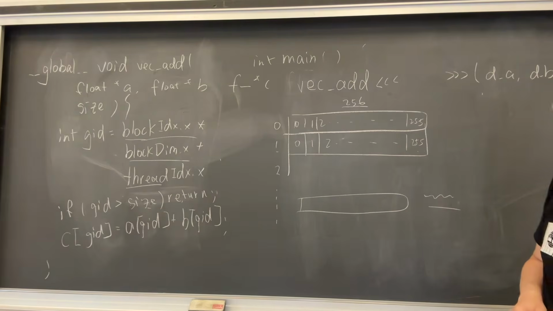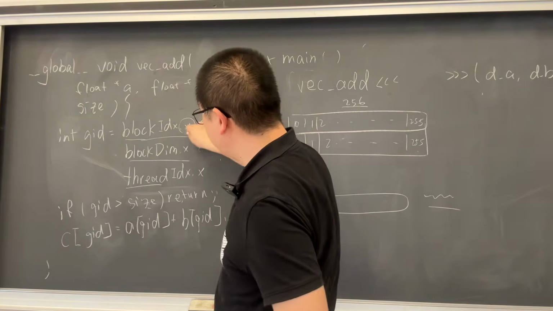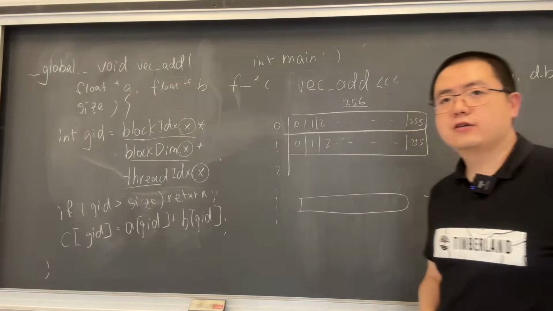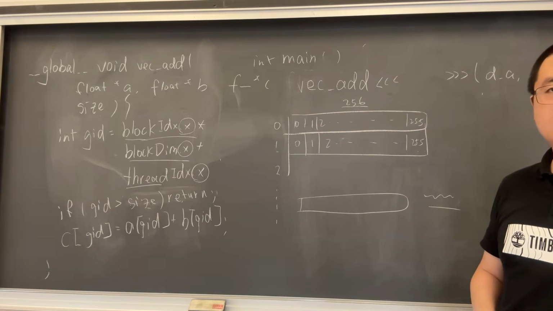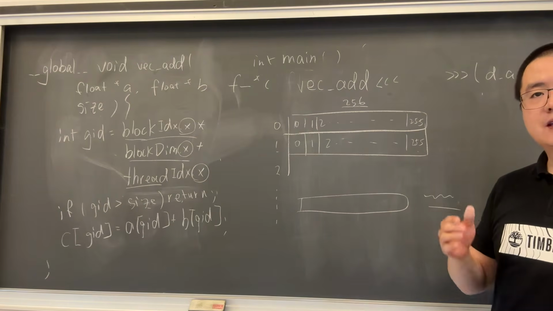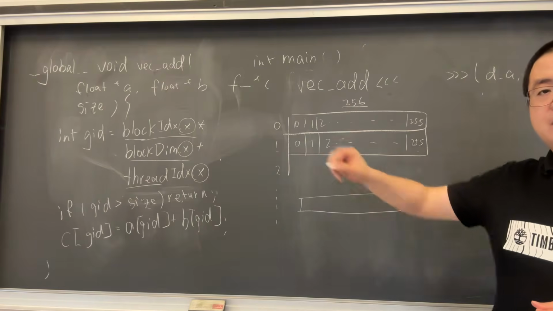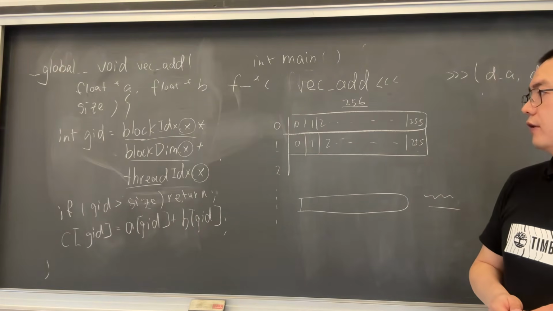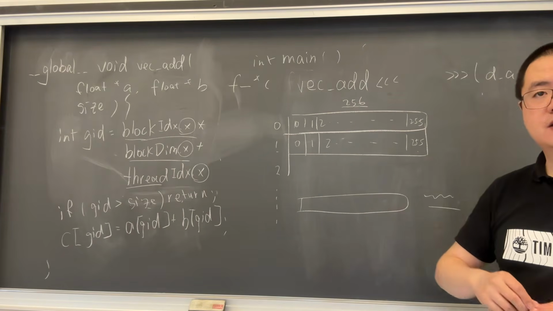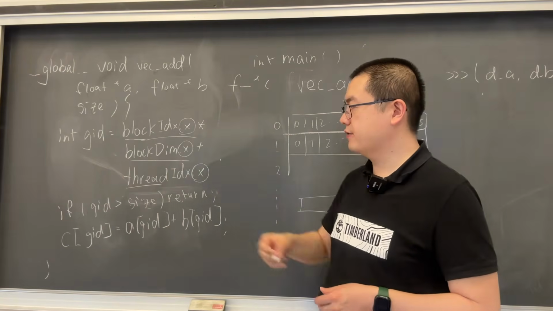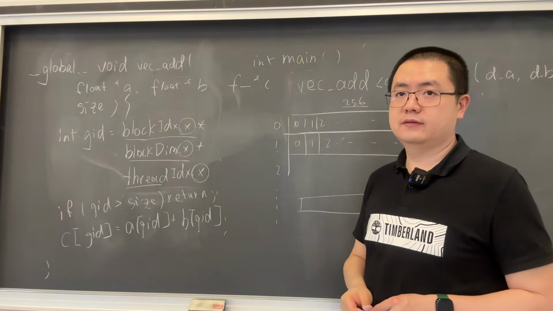Then as you may notice, there's a block index x, block dim x and thread index x, right? So most of the time, we write one-dimensional kernels, but sometimes if we're dealing with a matrix or 3D volumes, then it's more convenient to have 3 dimensions of this kernel, of this thread. In that case, we'll have block index y, block dim y, thread index y, and so on.